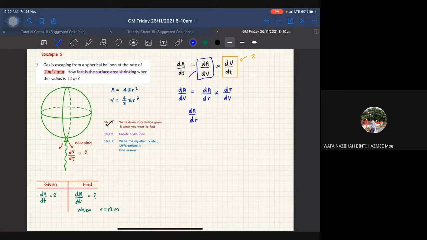Okay, so what you get from here is dA over dr is 8 pi r, and then times dr dV, which is 1 over 4 pi r squared. Okay, so we simplify this one. 8, 2, 4, 1. Pi disappears, r disappears, and this one leaves 1. Okay, so you will get 2 over r. Right.